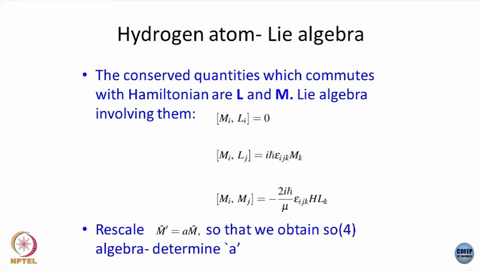So, the conserved quantities will commute with the Hamiltonian. The conserved quantities are the orbital angular momentum and the Runge-Lenz vector components. For the Lie algebra involving them, because L dot M is 0, it is trivial for you to check that Mi with Li is 0. Okay. But you can show that Mi with Lj has a non-trivial transformation.